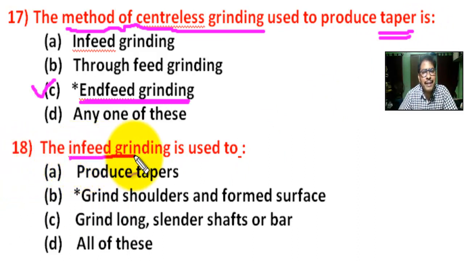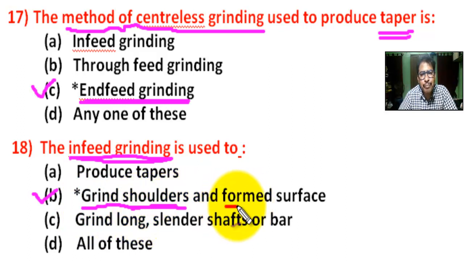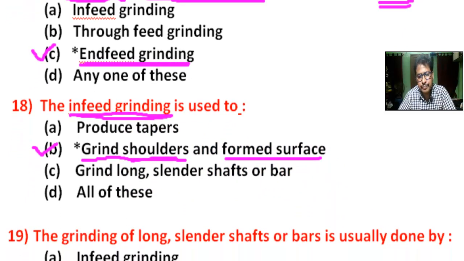Question number 18. The in-feed grinding is used to, there are 4 options. Correct answer is B. In-feed grinding is used to grind shoulder and form surface, that means curved surface.